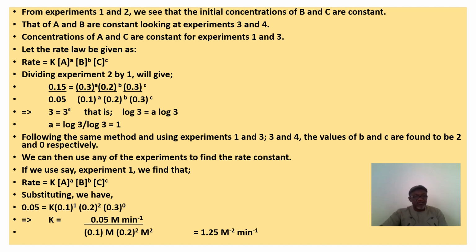So our rate law will now be rate is equal to 1.25 times concentration of A to power 1, concentration of B to power 2, and concentration of C to power 0. What this means is that we can use this to model. Assuming the concentration changes to 0.80 for A, 0.90 for B, and 0.70 for C, we can plug back in and then estimate the initial rate of reaction.